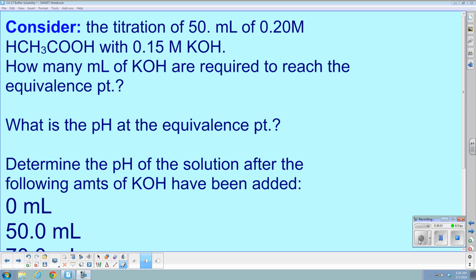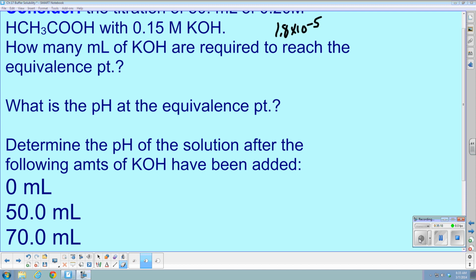Oops, I guess you need some more information, don't you? Here, let me tell you that the Ka is equal to 1.8 times 10 to the minus fifth. That's the Ka for acetic acid. Okay, now I'll give you some time to work this out.